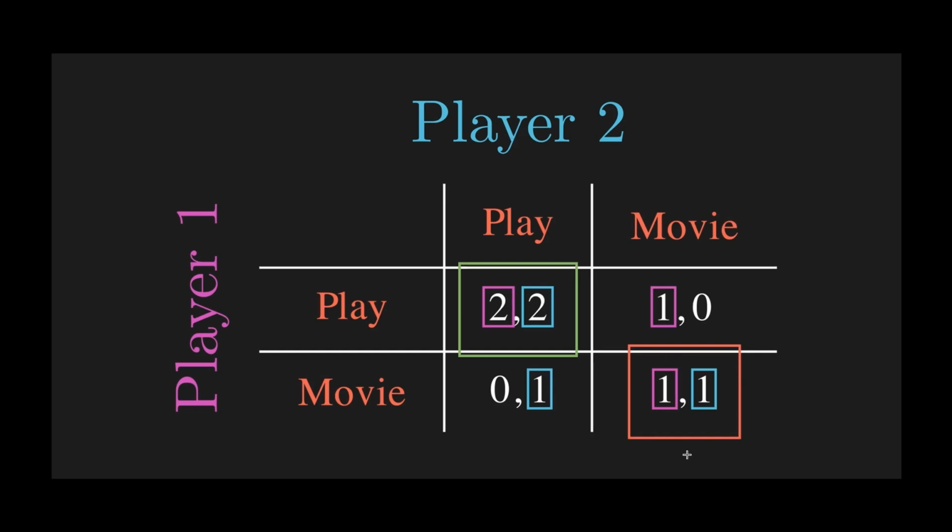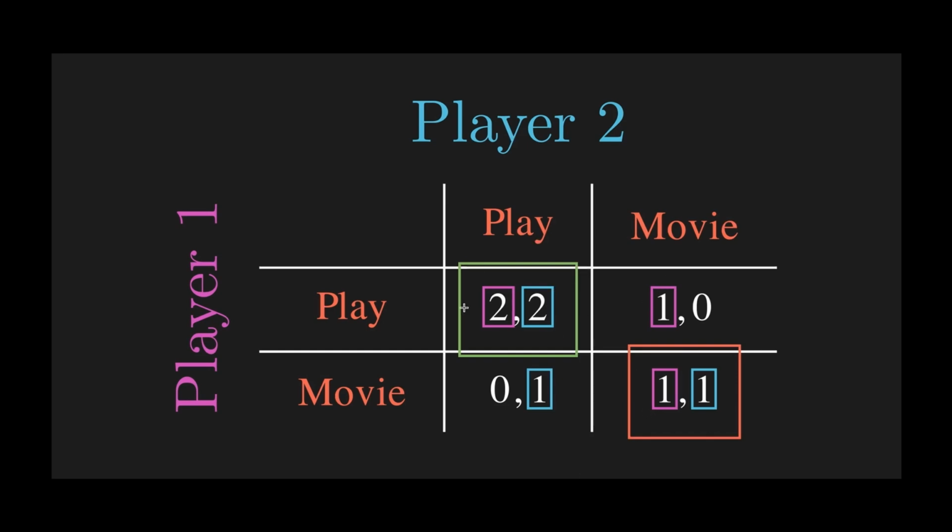But this is a Nash equilibrium because there's no incentive to switch. It's either 1 or 1. So this is what we call weak preferences. So we're indifferent between going to the movie and going to the play.